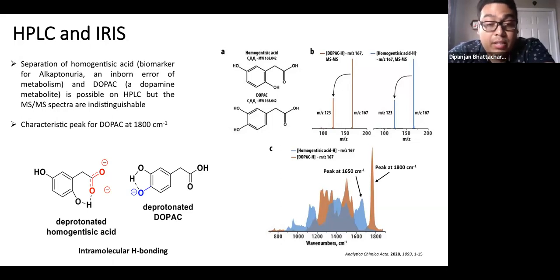If you look at the deprotonated version of the DOPAC, that's going to happen from the phenolic hydroxy, shown in blue. Again, the reason is you have an ortho hydroxy group right next to it to stabilize that conjugate base via intramolecular hydrogen bonding. And therefore, you're basically leaving that carboxylic acid in the side chain alone. That C double bond is going to be stronger. It's going to show up at higher stretching, 1800 centimeter inverse. So long story short, you are able to distinguish these two compounds, which have identical MSMS, from this IRIS spectrum.